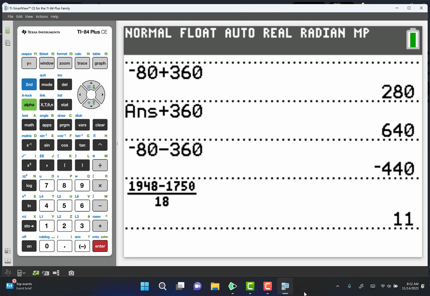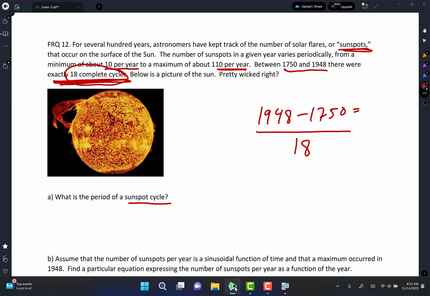So there it is. I get a nice pretty number. I get 11. So 11 what? 11 years. So that's how long the period is. It lasts 11 years per sunspot.